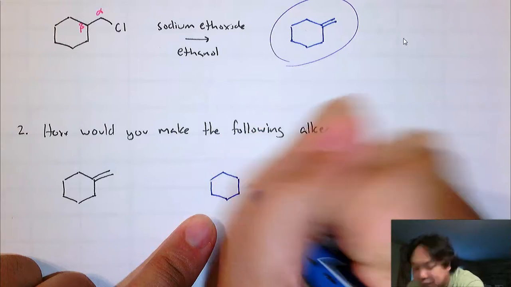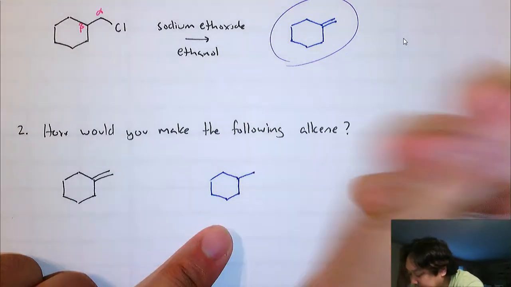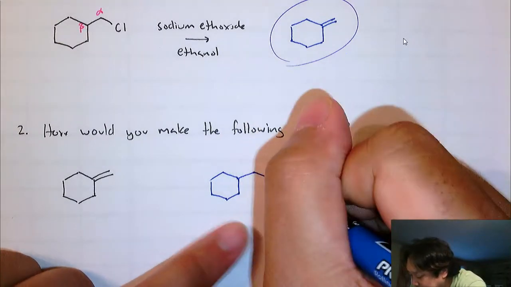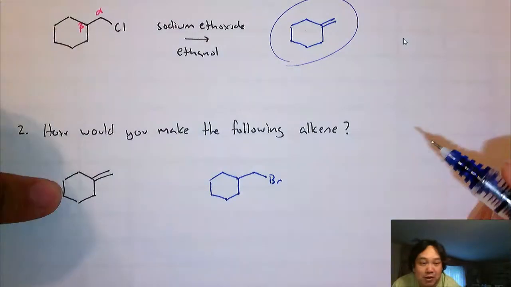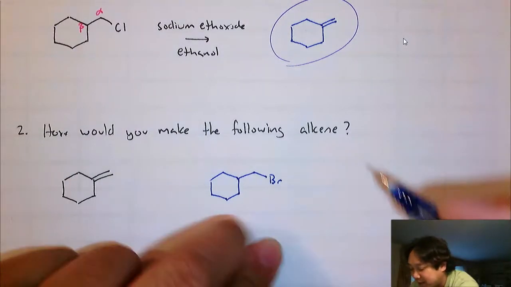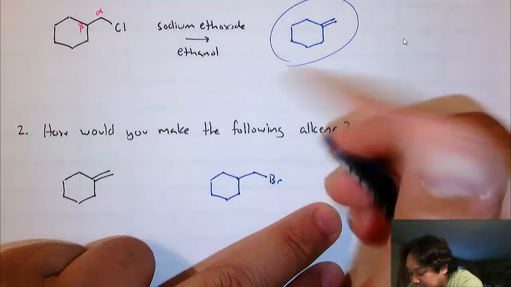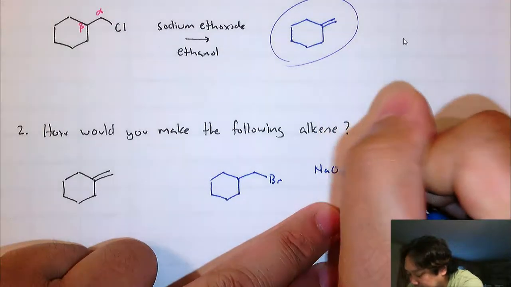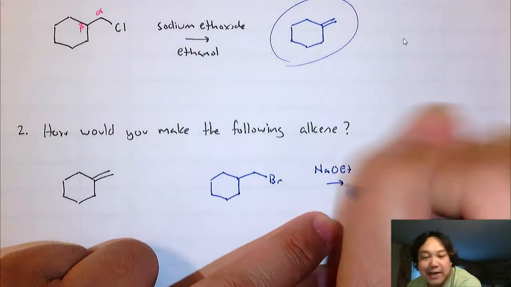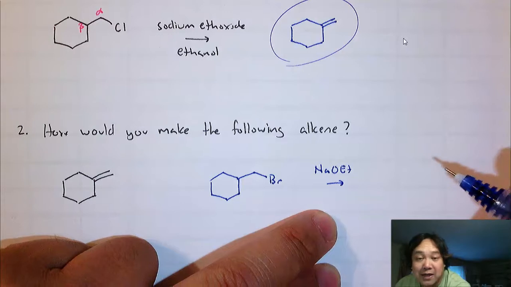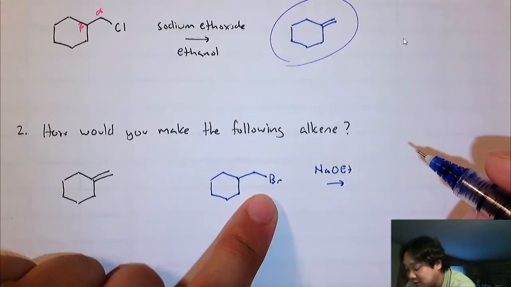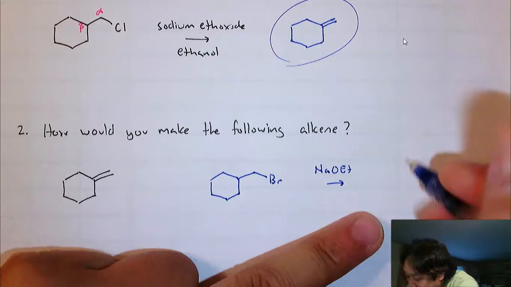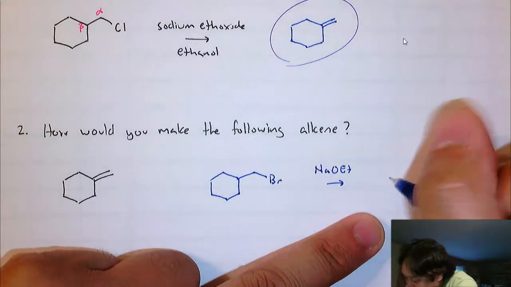One possibility, and maybe the only possibility, is this. Again, for me, it's trial and error. So I'm going to pretend, well, if I have this halide, can I get this product here? I'm going to use a base. The base that I typically like to use is NaOEt. You could use NaOH, you could use NH2-, just a really strong base. Should work. And my product is this.